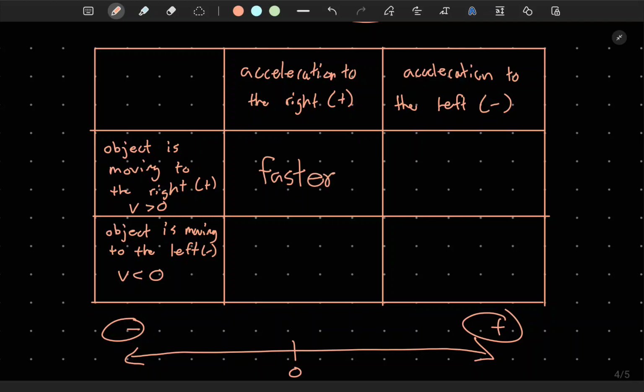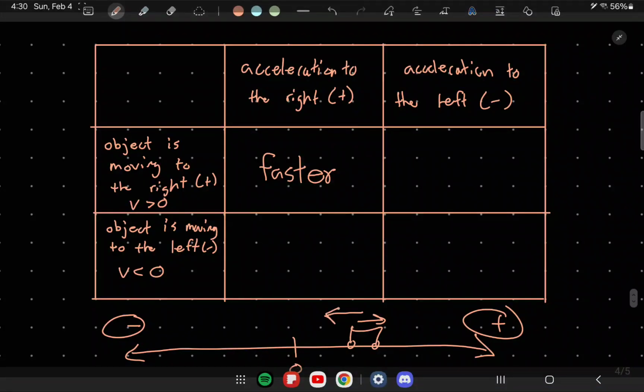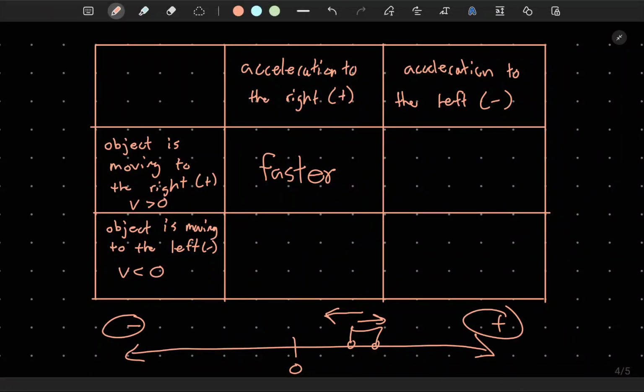But what if acceleration is to the left and it's moving to the right? As my cart is going this way, a force opposes it and tries to slow it down. So this means it must be slowing down. And if you notice, the signs do matter. If the sign of acceleration and velocity are the same, when the acceleration is applied, the object goes faster. And the opposite is true if the acceleration is in the opposite direction of velocity. So this is going to be slower if it's moving to the left and the acceleration wants to pull it right.